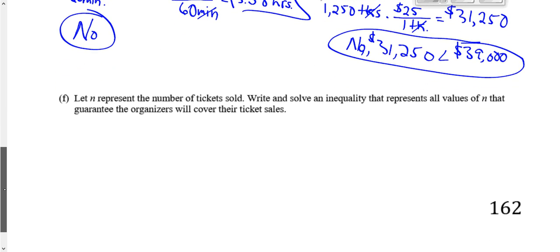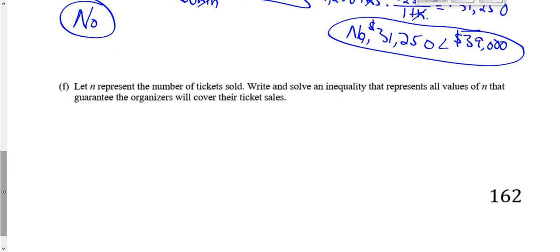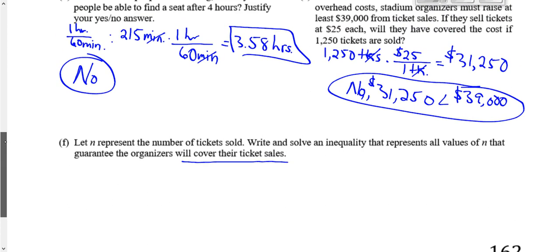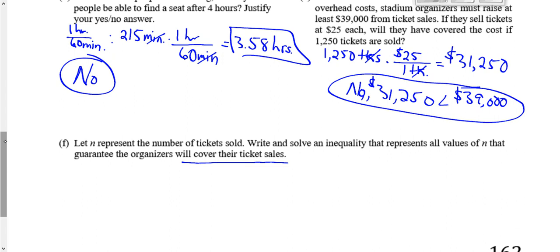Okay, last part here. N represents the number of tickets sold. So N is the tickets sold. Solve: the solution represents all values of N that guarantee they cover their ticket sales. So we need what number? 39,000. We need to guarantee $39,000, right? Okay, so what would be that inequality?